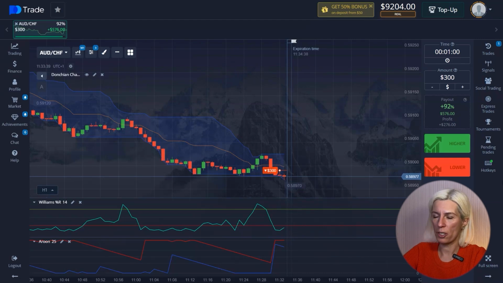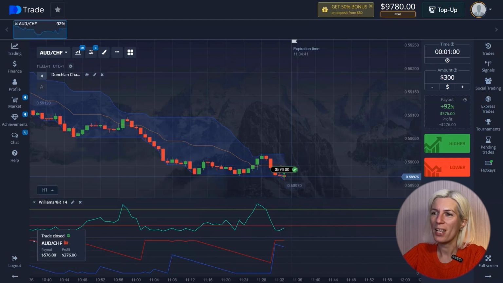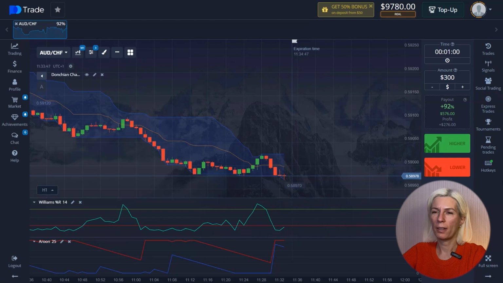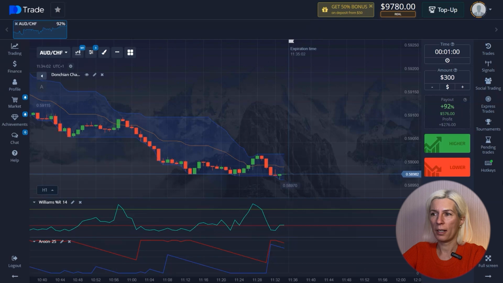I suggest we pay attention to the trade. Expiration is over and $276 is on our account. Let's not interrupt the conversation and not forget about money management. Increase the trading amount only in proportion to the growing deposit, and never go all in if you don't have enough experience for this.